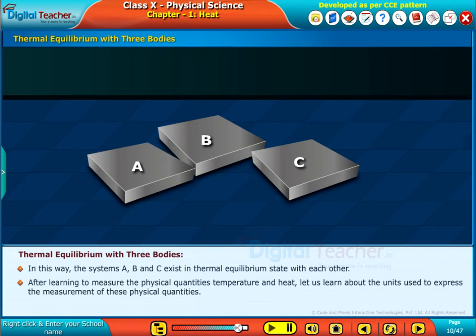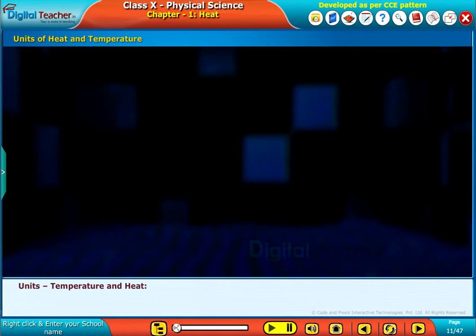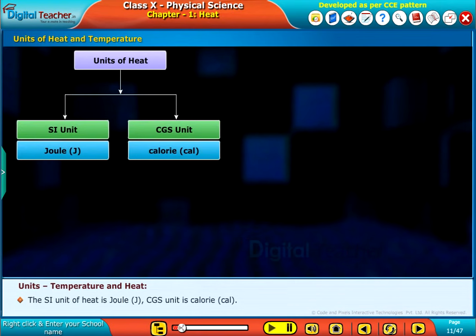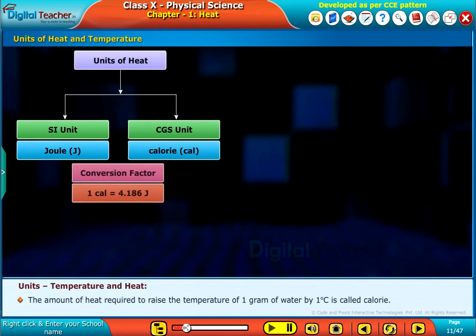After learning to measure the physical quantities, temperature and heat, let us learn about the units used to express the measurement of these physical quantities. The SI unit of heat is joule, CGS unit is calorie, CAL. The amount of heat required to raise the temperature of 1 gram of water by 1 degree Celsius is called calorie. 1 calorie is equal to 4.186 joules.